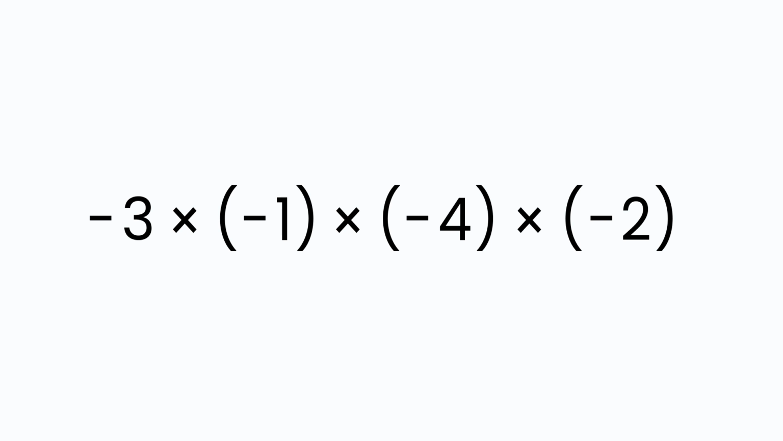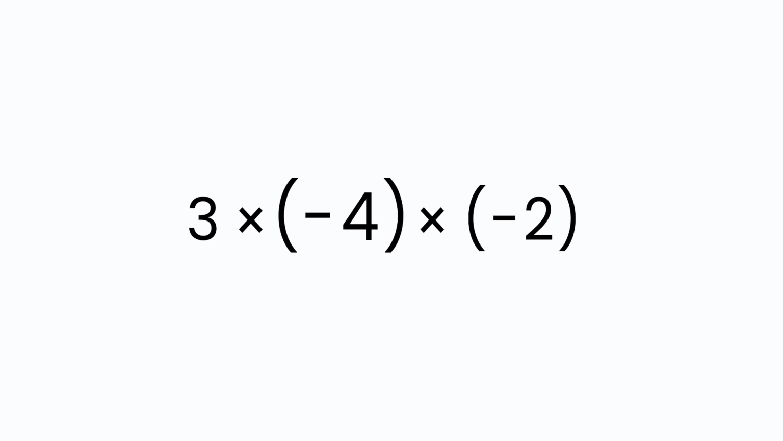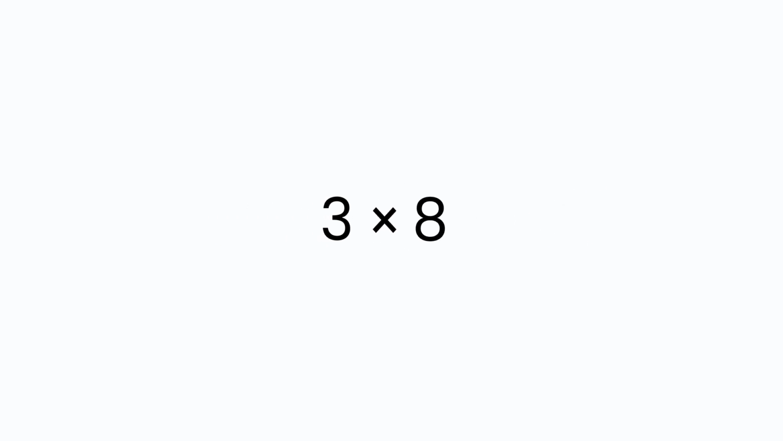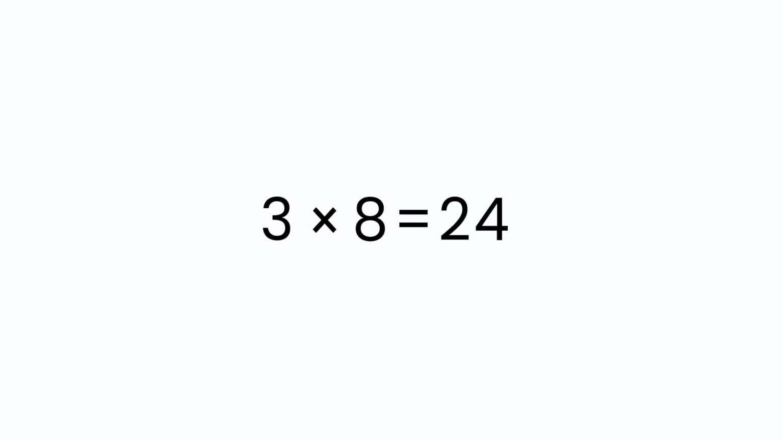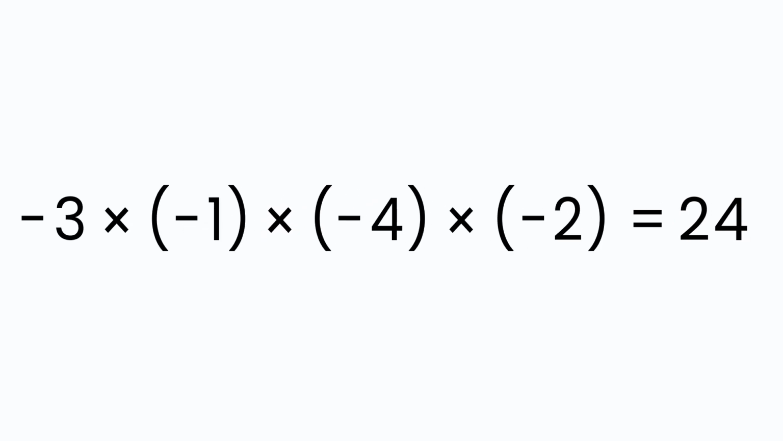The answer is 3. -4 times -2 is also positive since both factors are negative. The answer is 8. That leaves you with 3 times 8, which is 24. As both factors are positive, so is the answer. 4 negative factors have given you a positive product.